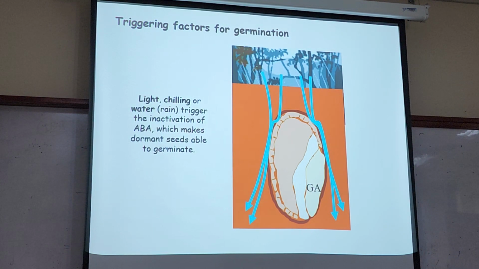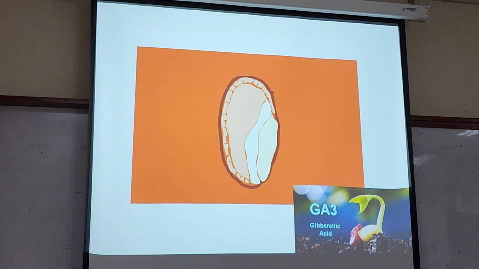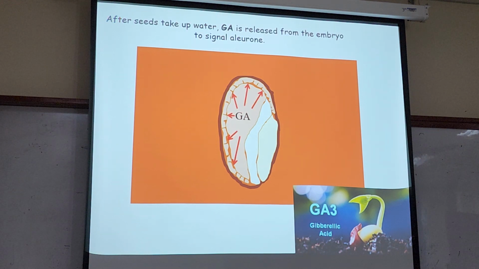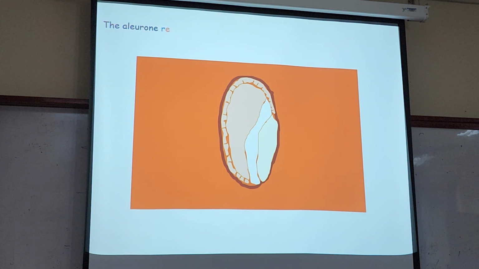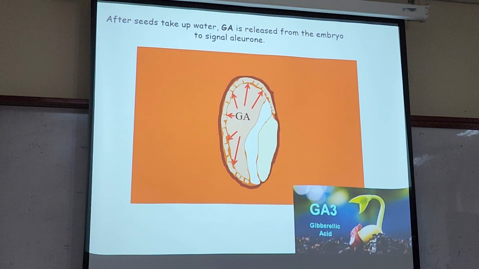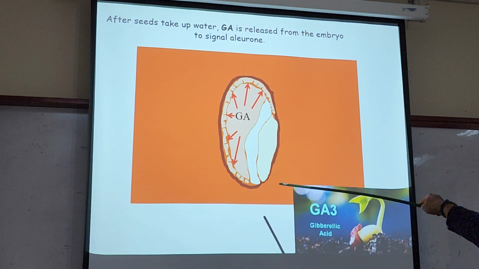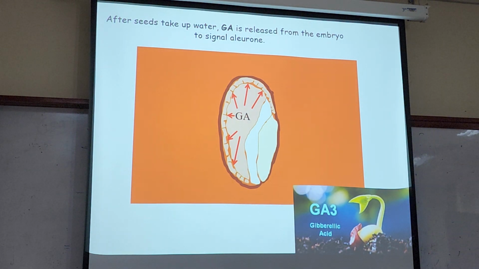And see what happens next: after taking up the water, the GA hormone is released from the embryo to signal the aleurone. Wait, one moment. Don't get too far. Aleurone is actually the name of protein granules. So these protein granules surround the endosperm.